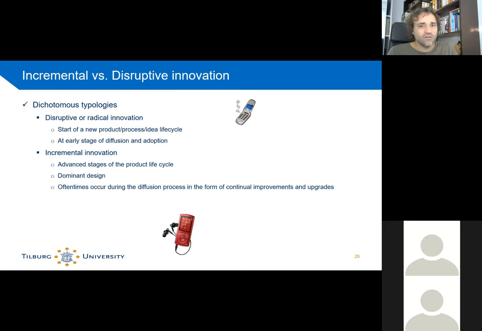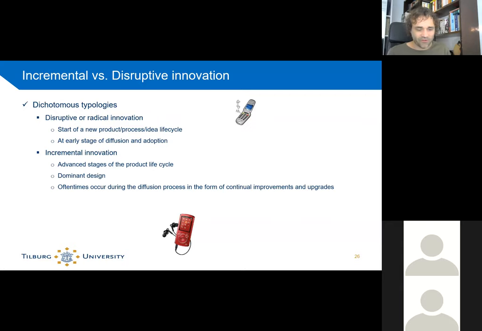So a disruptive or radical innovation is something that is new. And new means that it may be a new invention, so a new technology, but it is also always the start of a new adoption life cycle for a different product or service. And that means it needs to be diffused in the market again. So in a disruptive innovation, suddenly everyone needs to switch how they were used to doing things, and people need to adopt a new technology or a new service and learn to work with it.